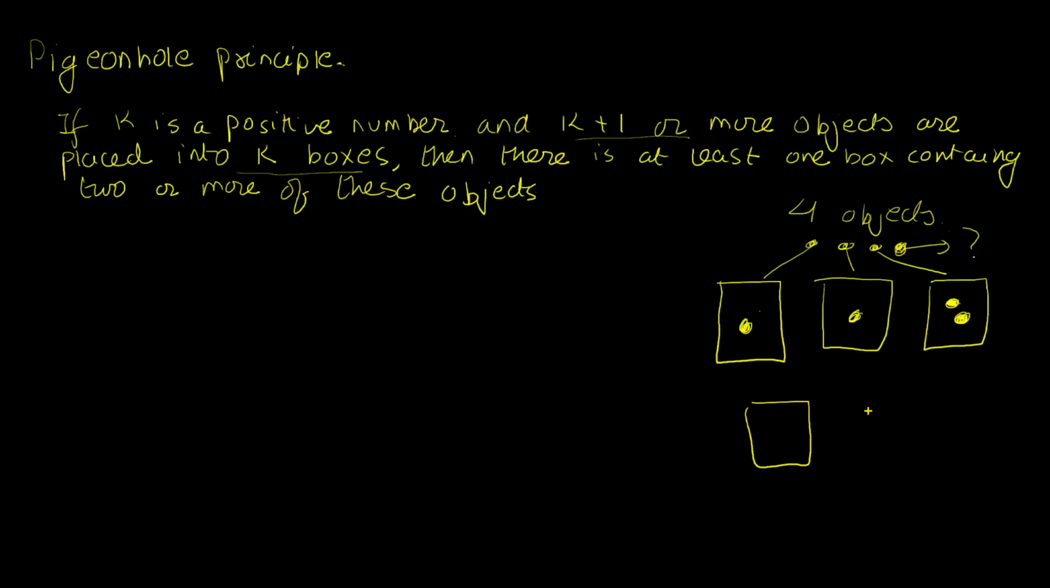Now you should understand that when I have 3 boxes, I could choose to put all of the 4 objects in one box, okay? And leave nothing in these 2. And that is fine because at least one box should contain 2 or more of these objects. So having more than 2 objects does not violate the statement. And just for the sake of completion, the name pigeonhole principle comes from considering these objects as pigeons and these boxes as pigeonholes. So if 4 pigeons arrive and there are only 3 pigeonholes to accommodate them, at least 2 pigeons will end up in this box.